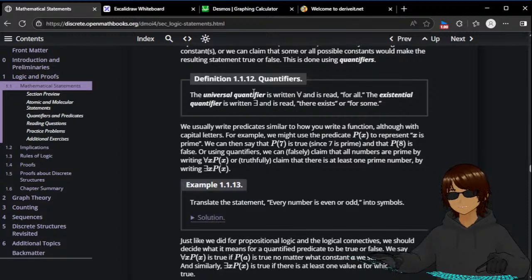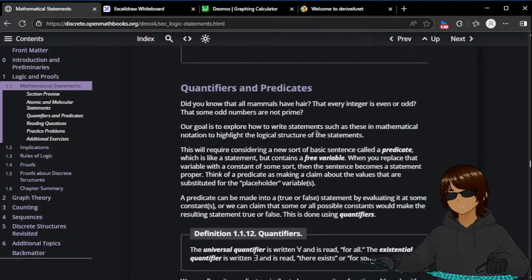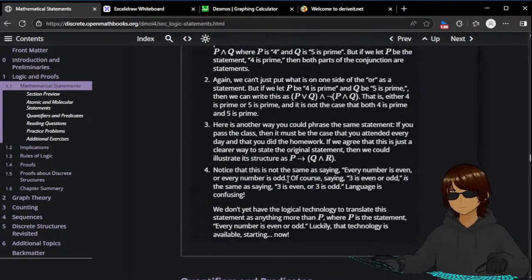So the universal quantifier is written with an upside down A, read as for all. The existential quantifier is written with a reverse E, read as there exists. So I still don't understand why they phrase it like this.